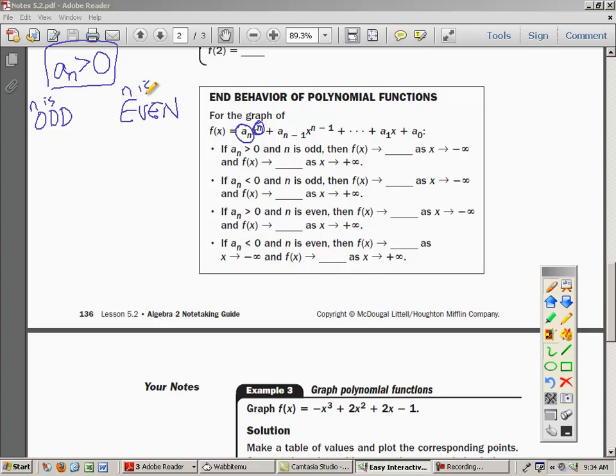So an even degree polynomial, let's go back to the last chapter. If n is even, say 2 for example, that's second degree, that's a quadratic, that's going to be a parabola shape.